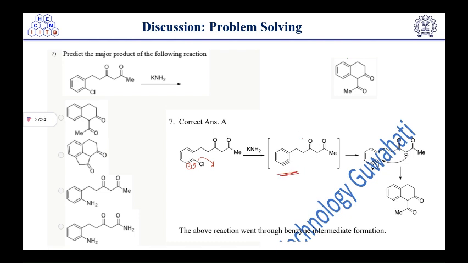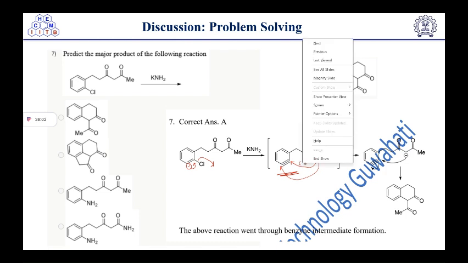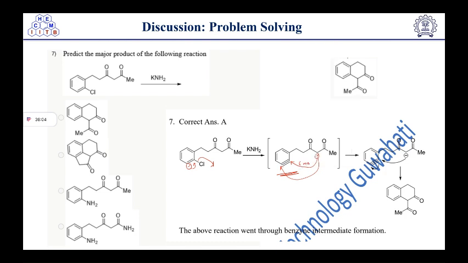After this benzyne intermediate, the base will again abstract the acidic proton. So the more acidic proton is this one. So proton abstraction will take place. So negative charge will generate over here, or keto-enol tautomerization will take place. So this will attack either on this center or the other center of the benzyne intermediate, right? So here it will form this one because 6-member ring formation will take place if it goes via this carbon.